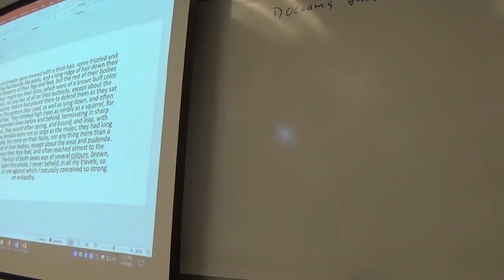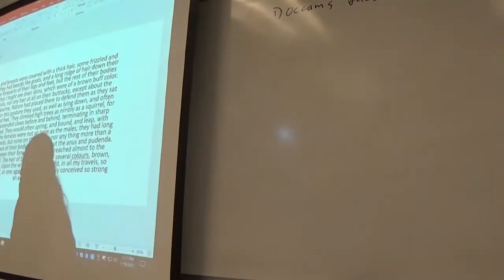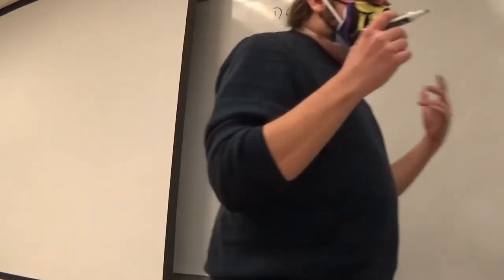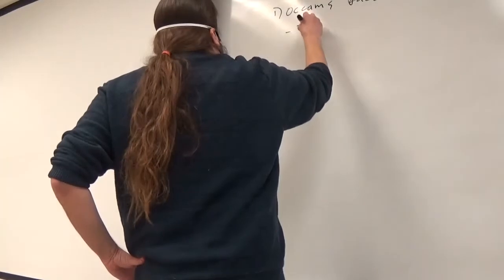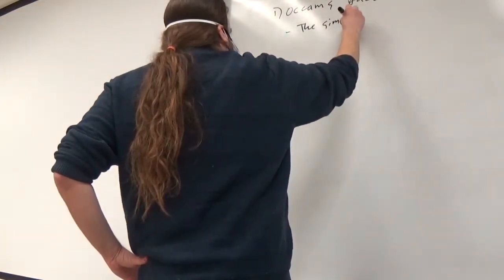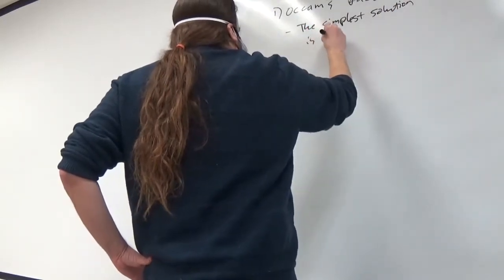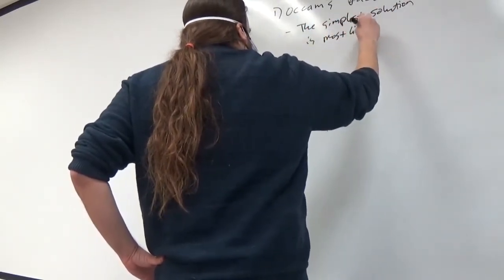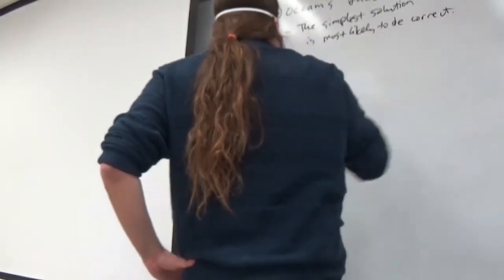Okay, so this is a concept that is attributed to a medieval English philosopher by the name of William of Ockham. And the basic premise here is that the simplest solution is most likely to be correct, right? By simplest, we mean the solution that has the smallest number of moving parts.